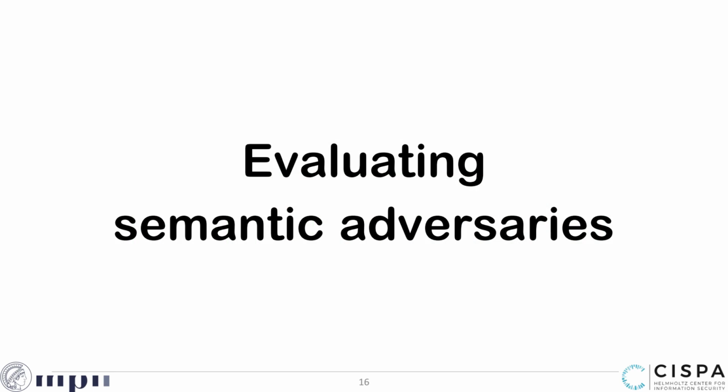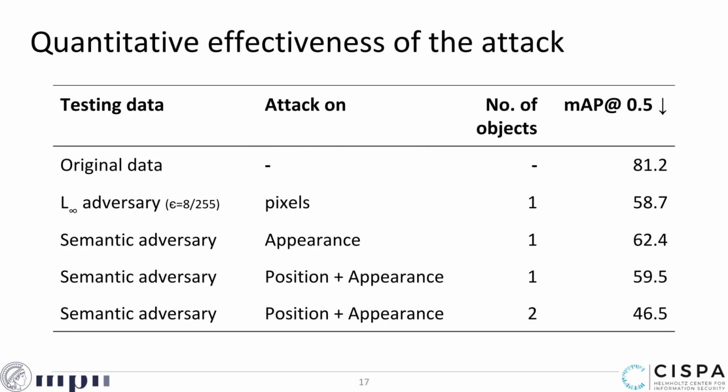Next, we evaluate our semantic adversarial data in terms of effectiveness, realism, and usefulness for training. To measure effectiveness, we attack the YOLO v3 detector on the COCO dataset. The performance of the detector drops by almost 20 mAP when the appearance of a single object is edited by our semantic adversary. Additionally, optimizing the position of the object drops performance by a further 3 mAP.